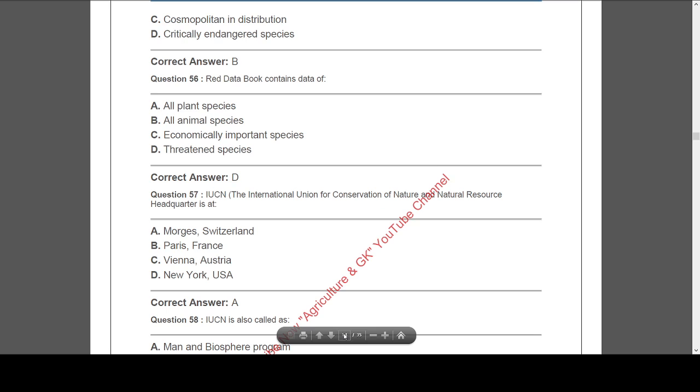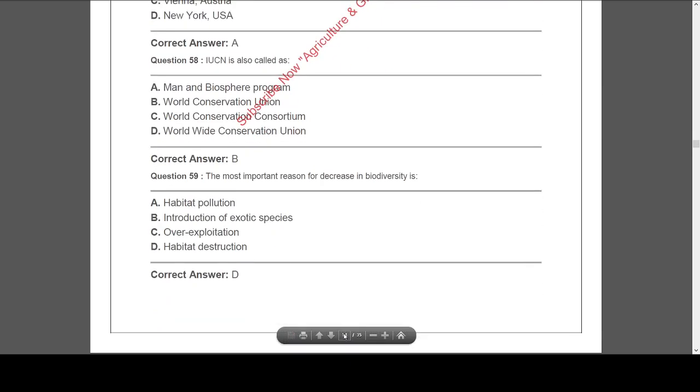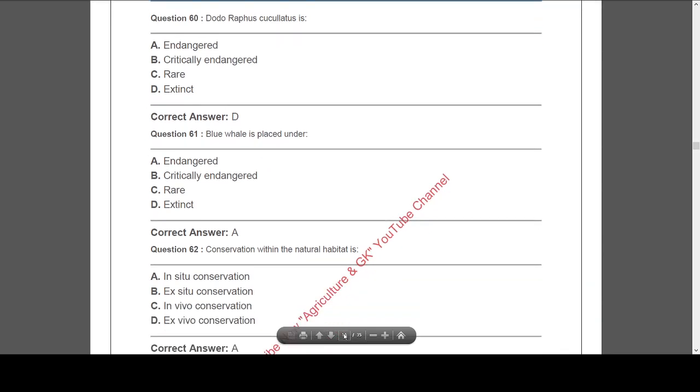IUCN, International Union for Conservation of Nature and Natural Resources, headquarters is at Morges, Switzerland. Option A. IUCN is also called World Conservation Union. The most important reason for decrease in biodiversity is habitat destruction. They have no place to live, so this is one of the major reasons. Dodo, Raphus cucullatus, is a bird which got extinct. Option D. Blue whale is placed under option A, endangered.